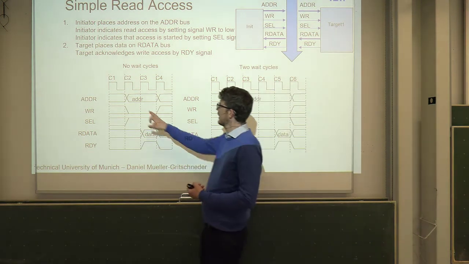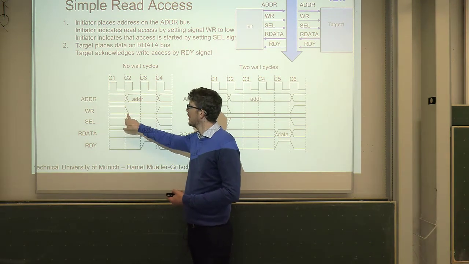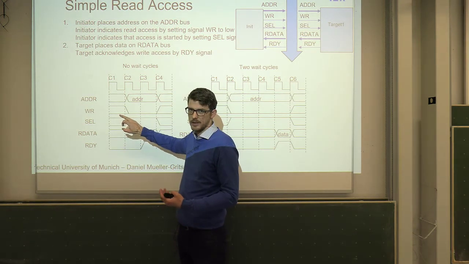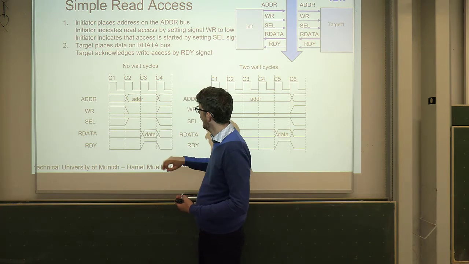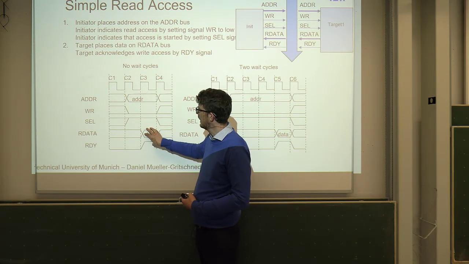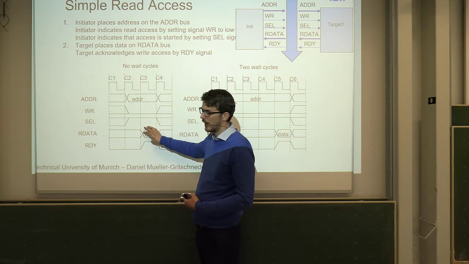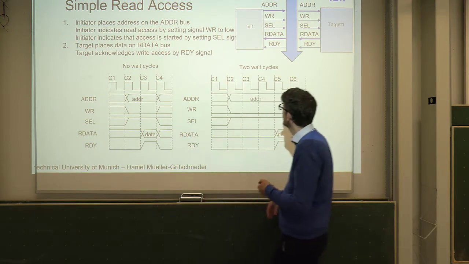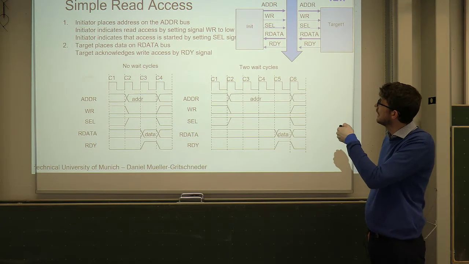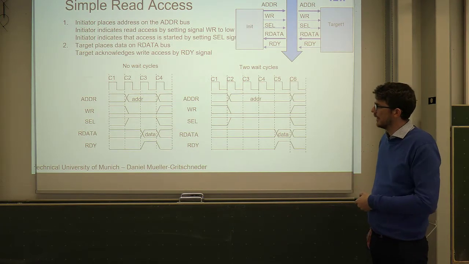Now if you make a read access, it's very similar. You put the address. Now you put write-read to low, which indicates it's a read access. Then you put the select signal high, which says the access should start. And then in the next clock cycle, the target acknowledges by setting ready to high. And then the target also, of course, has to drive the read data bus so that the initiator can read the data, right? So you can see the read data bus is also driven by the target to the initiator, and the initiator can just take over this value.